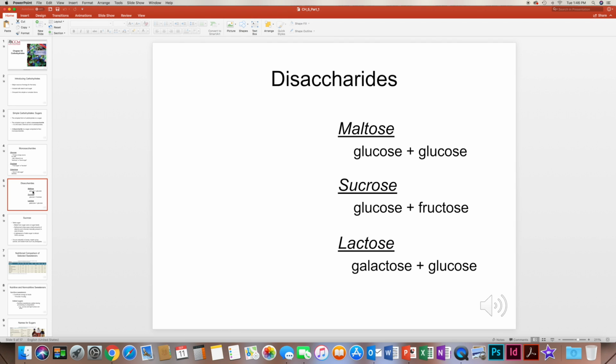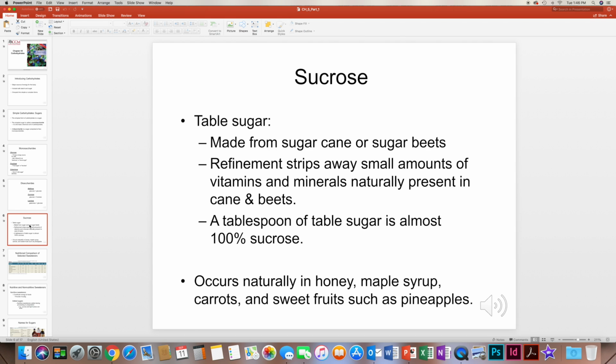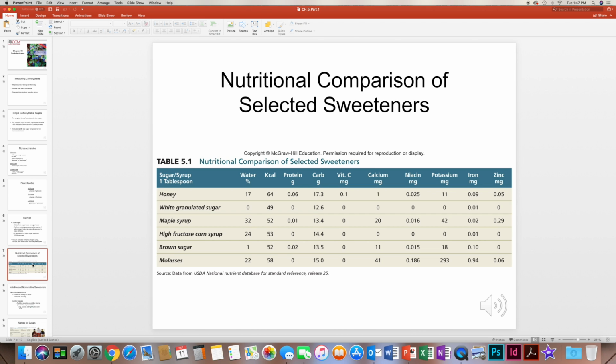Disaccharides, another simple sugar, include maltose, sucrose, and lactose. Sucrose is known as table sugar. It's the typical white stuff we add to coffee, etc. It's very refined, strips away all the vitamins and minerals, and it is mainly just made of sucrose. It occurs naturally in honey, maple syrup, carrots, and some sweet fruits such as pineapples, and that variety is not as bad as the refined one in the form of table sugar.